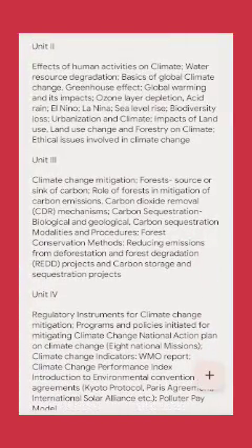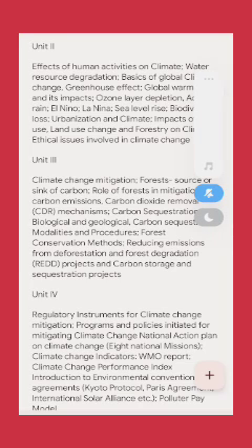Unit 2: Effects of human activities on climate, water resource degradation, basics of global climate change, greenhouse effect, global warming and its impacts, ozone layer depletion, acid rain, El Niño, La Niña, sea level rise, biodiversity loss, urbanization and climate, impacts of land use, land use change and forestry on climate, ethical issues involved in climate change.